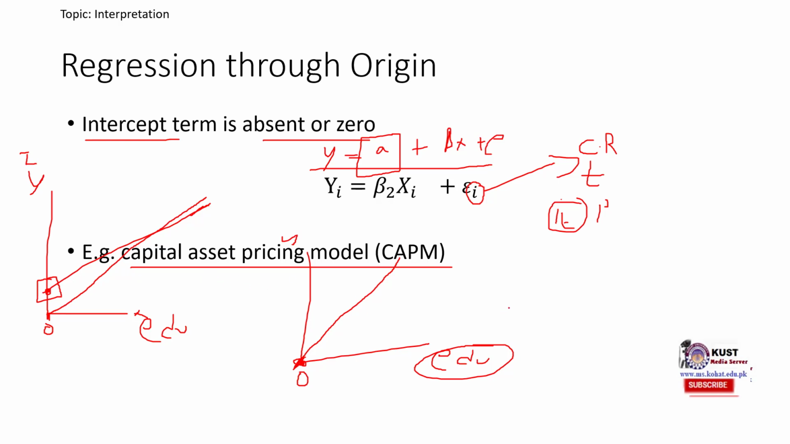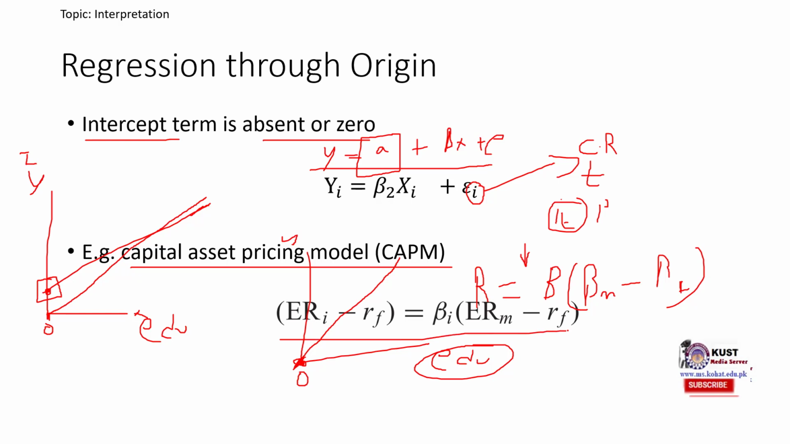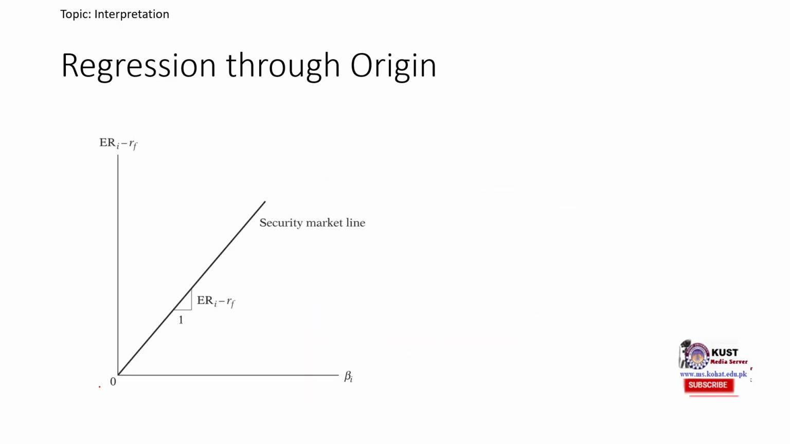So what this theory suggests is that the return of a stock is purely dependent on the systematic risk of a stock. This is RF. And there is no alpha. It purely depends on the systematic risk of the stock. So this is the CAPM model. The CAPM model suggests that the regression line would pass through the origin.